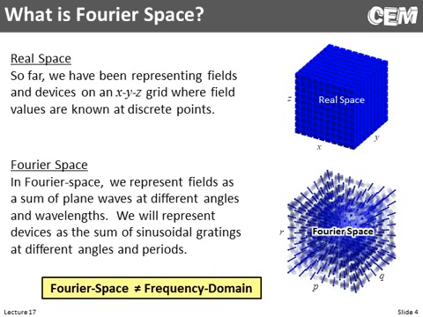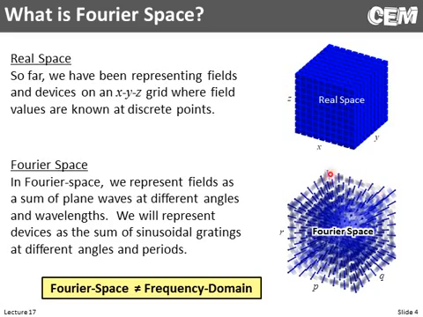So what is Fourier space? We've been working in real space, and we've been drawing our grids with something like this. In real space, we know the field at discrete points, and we store these in an array, and we can look at them and visually already kind of see what the field might look like. In Fourier space, we don't do that anymore. In fact, we represent the field as a sum of a whole bunch of plane waves, all at different angles.